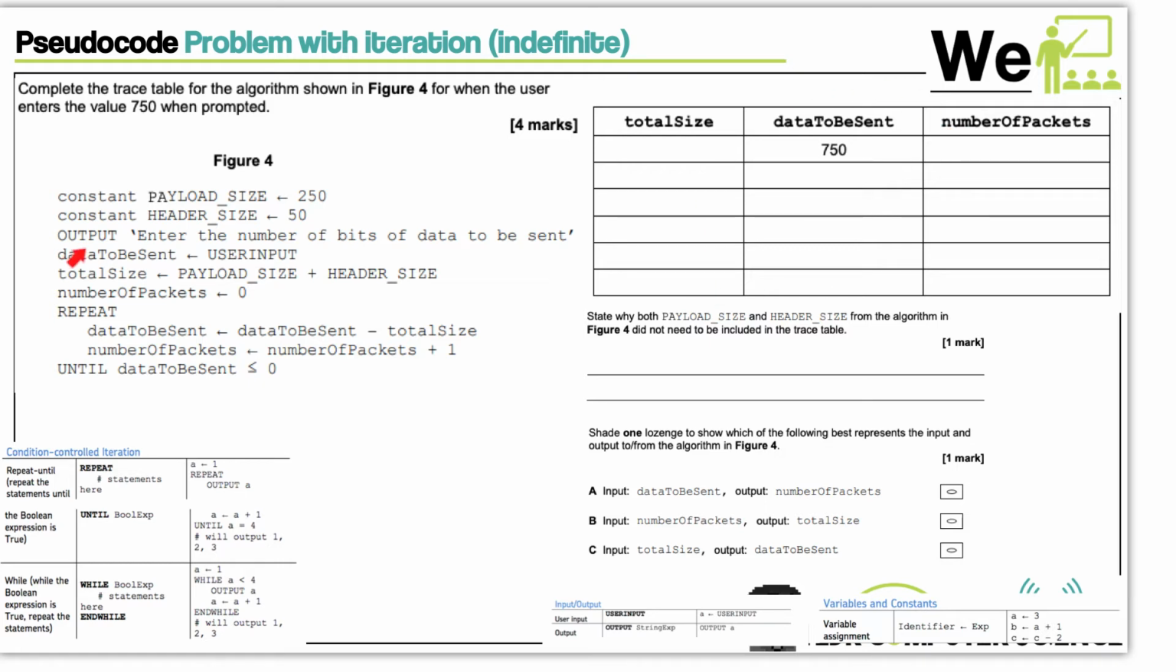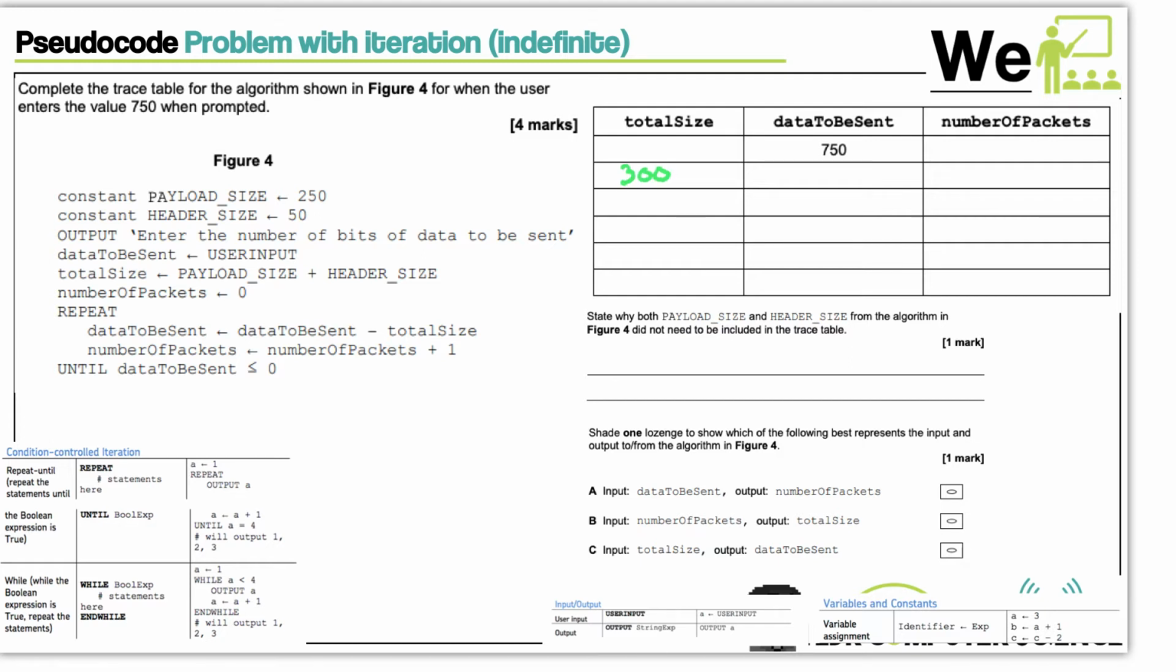Okay, output, enter the number of bits of data to be sent. Data to be sent, user input. So that person's put in 750, so that's where that came from. Total size is payload size plus header size. Payload size is 250 and header size is 50. So 250 plus 50 means that total size is going to be 300. Yeah, that's pretty clear, 300.